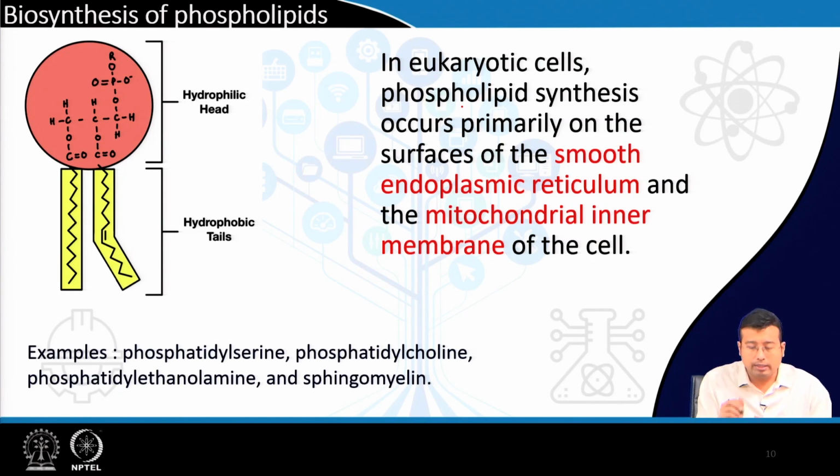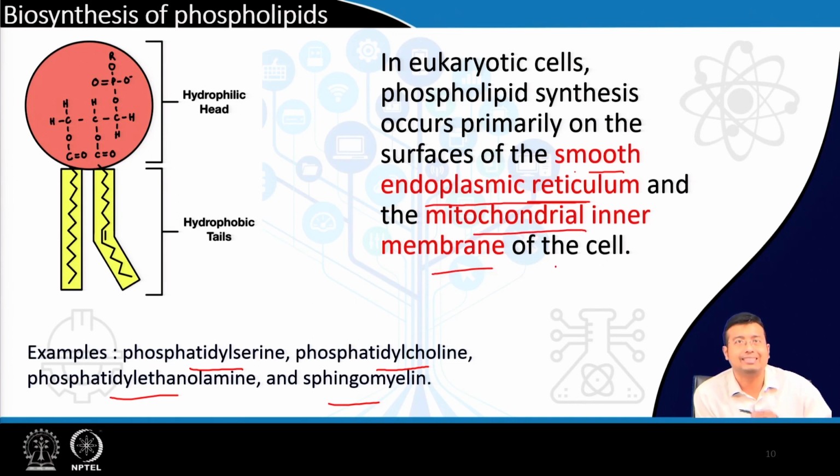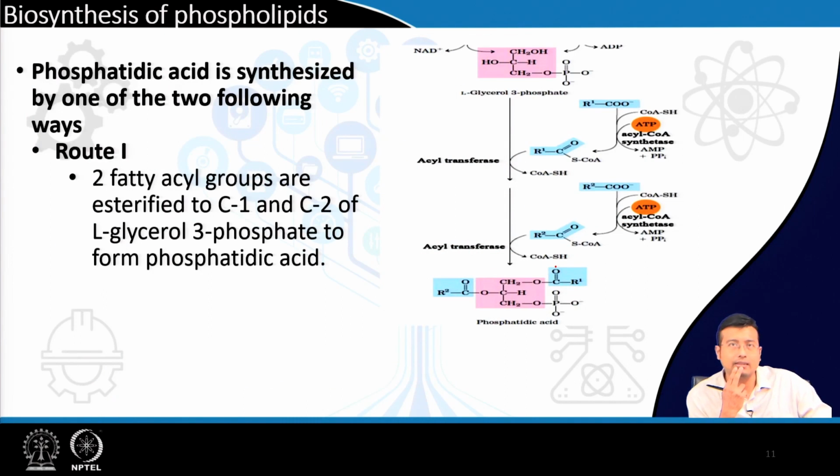But one thing to remember is the phospholipid synthesis, and a few examples of phospholipids are phosphatidylserine, phosphatidylcholine, ethanolamine and sphingomyelin. Now, phospholipid biosynthesis happens mainly in the smooth endoplasmic reticulum, that is SER, and the mitochondrial inner membrane, inside the cell in eukaryotes. Mainly these are the two areas where phospholipid synthesis is happening.